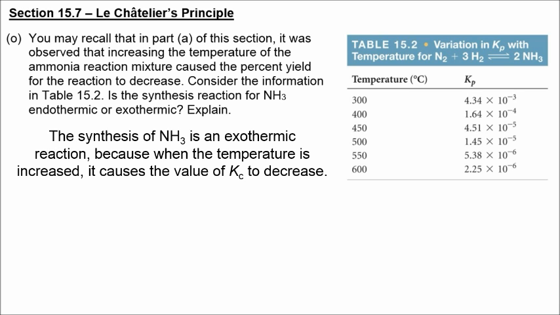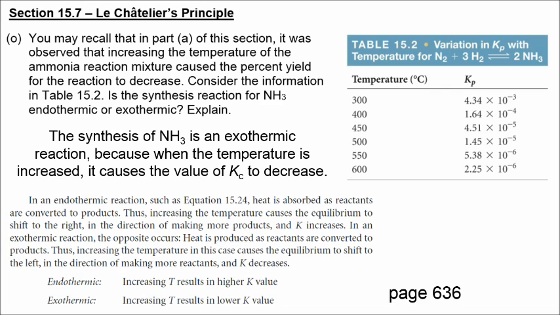Well, it says that the synthesis of ammonia must be an exothermic reaction because when the temperature goes up, it causes the reaction to shift toward the left, causing K to decrease. So by adding more heat, it's going to shift away from the products, so it's an exothermic reaction. In an endothermic reaction, heat would be absorbed. In an exothermic reaction, heat is released. So for an exothermic reaction, if you were to increase the temperature, it lowers the value of K.